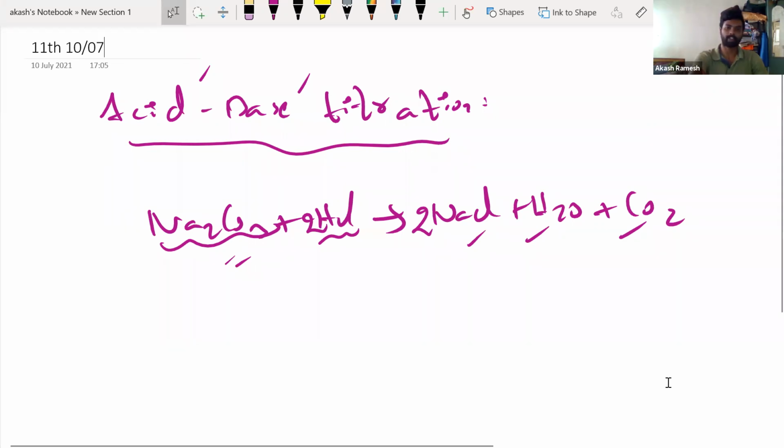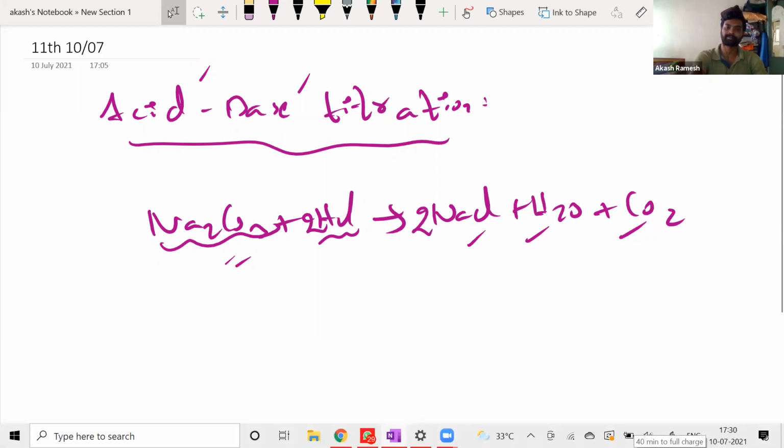So by today, we'll be completing this chapter, first chapter. And tomorrow's class, we'll be starting the atomic structure. Okay, any other answers anybody has?